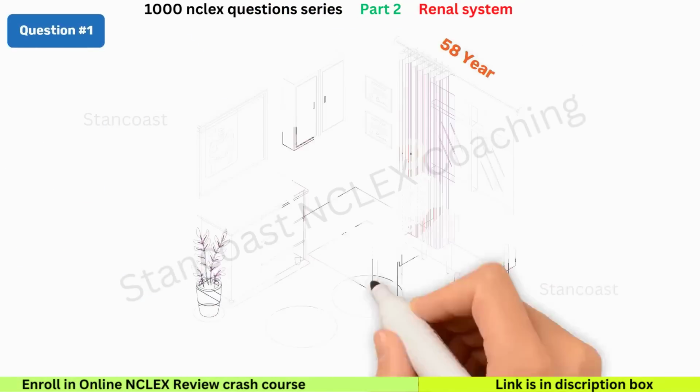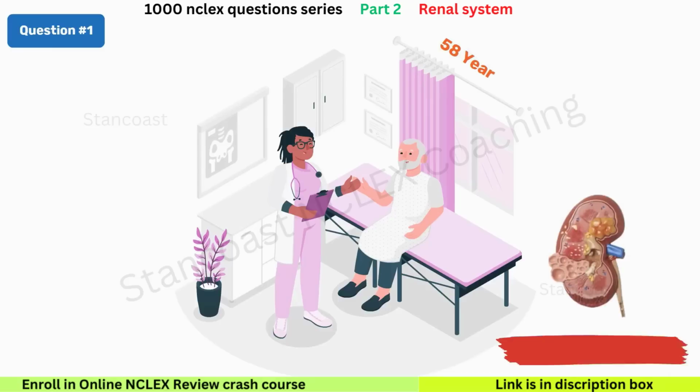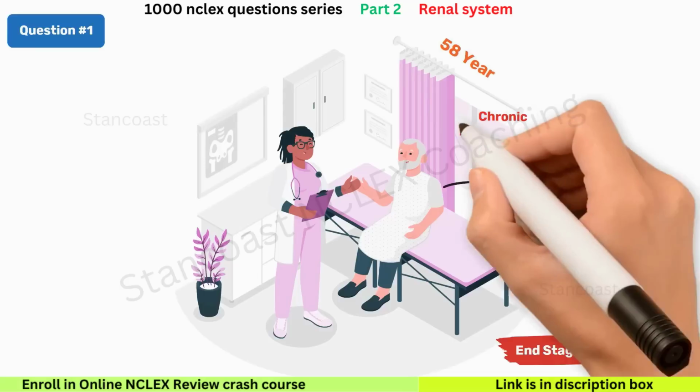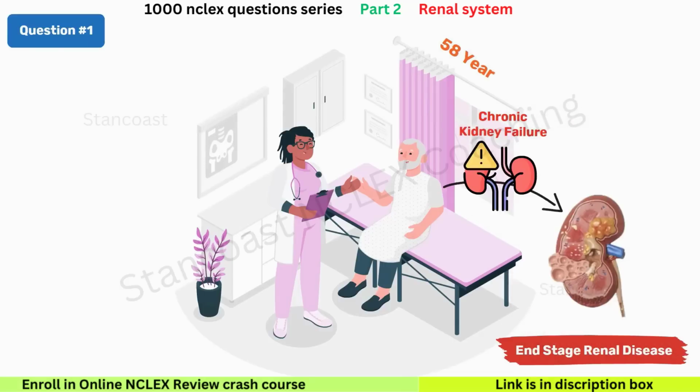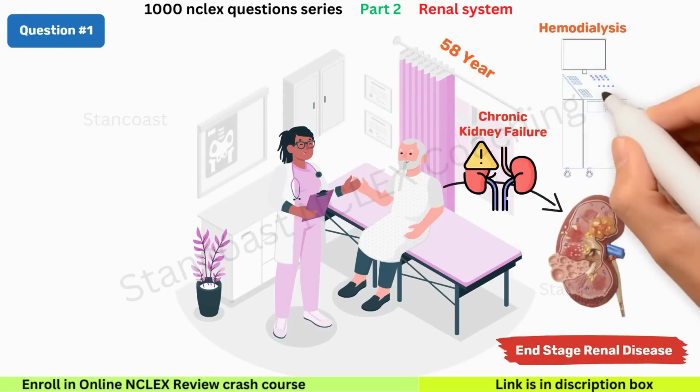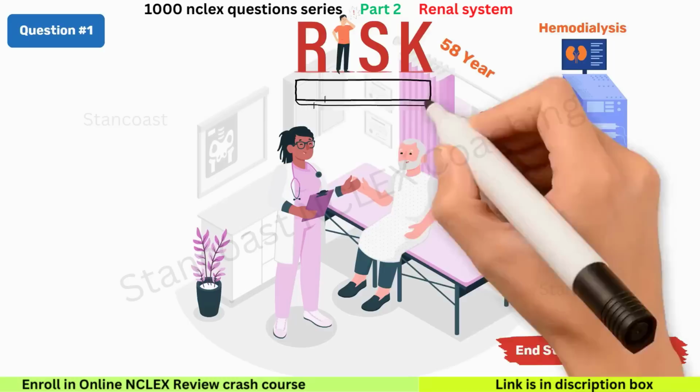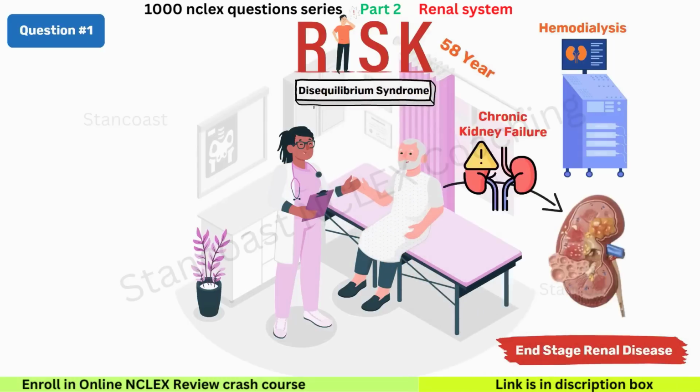A 58-year-old man was recently diagnosed with end-stage renal disease, ESRD, secondary to chronic kidney failure. He has initiated hemodialysis treatment to manage his condition. Given the risk of disequilibrium syndrome in patients new to hemodialysis, the nurse diligently monitors John during his dialysis sessions for any signs or symptoms suggestive of this disequilibrium syndrome.